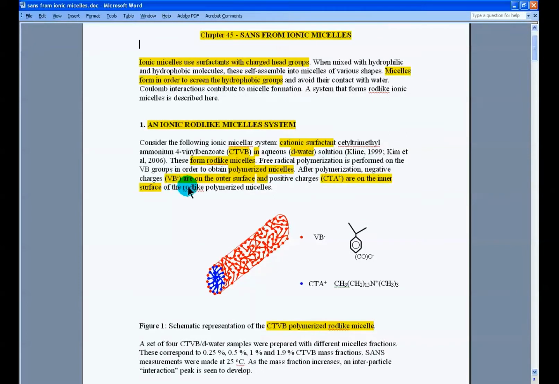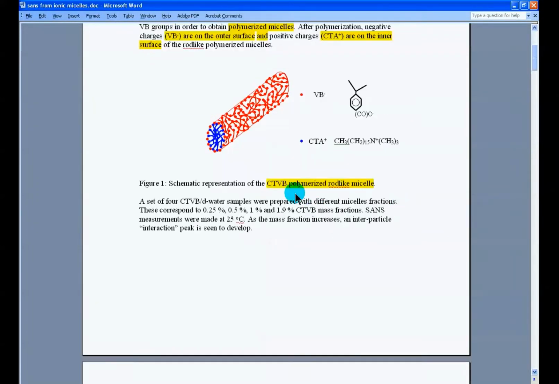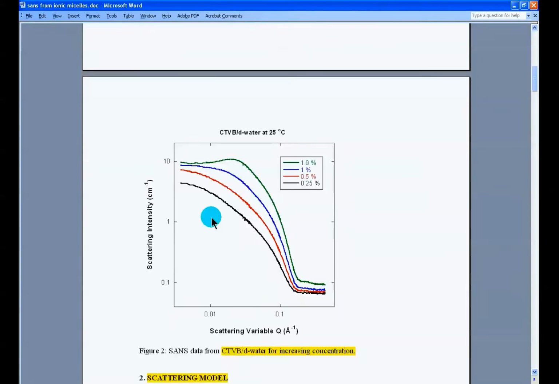The VB groups are on the outer surface and the CTA groups are on the inner surface. Blue and red here: this is VB, this is CTA. So this is a schematic of the cylindrical or rod-like micelle. Well, let's look at SANS data.